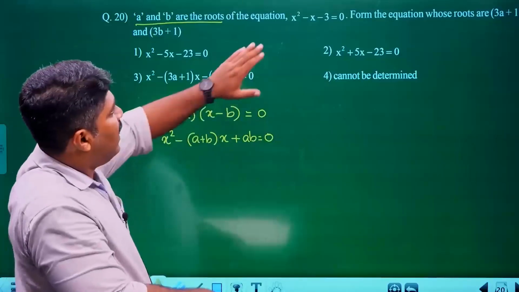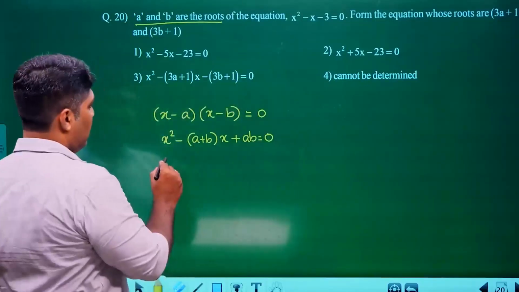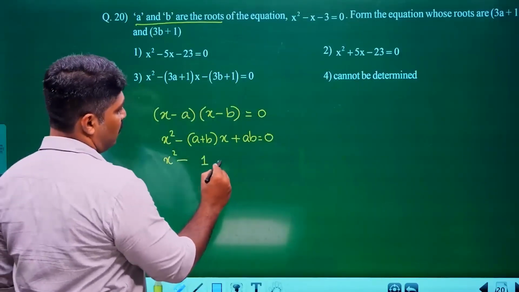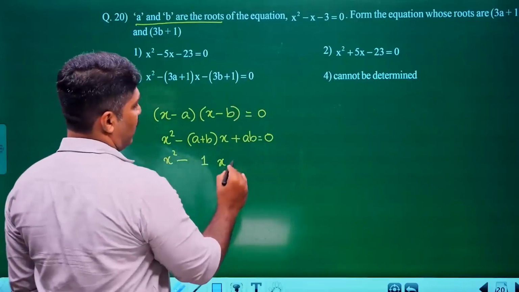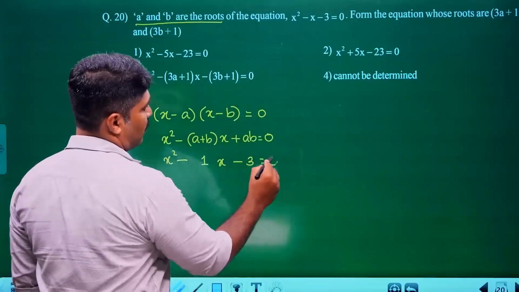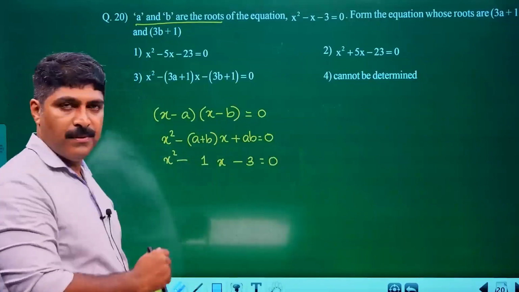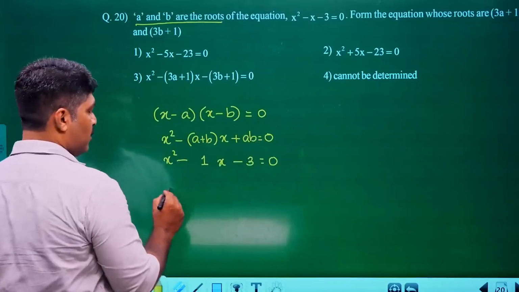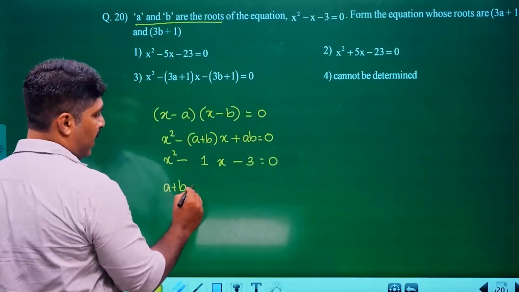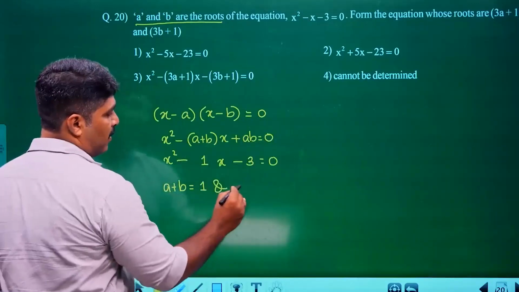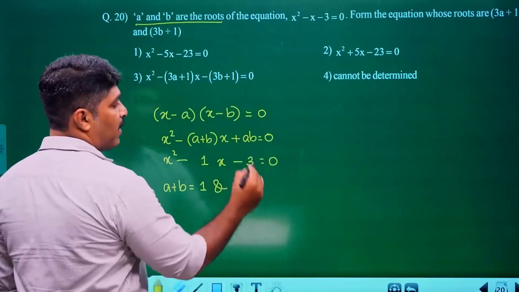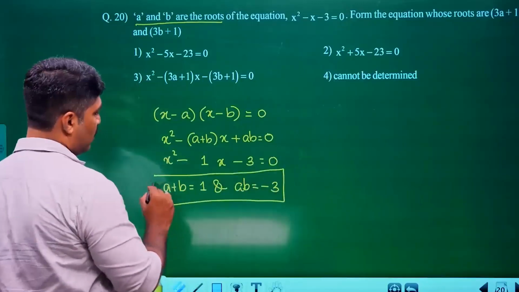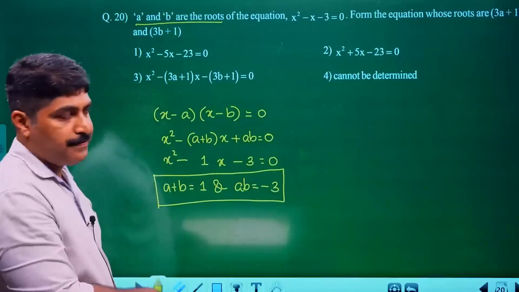It is given that our quadratic equation is x squared minus x, in the sense 1x, minus 3 equal to 0. Compare these like terms. From these two expressions, what is a plus b? a plus b is equal to 1. And what is the value of ab? ab is equal to minus 3. This is an important finding from this first part.